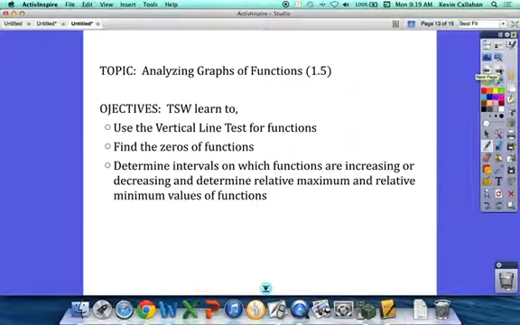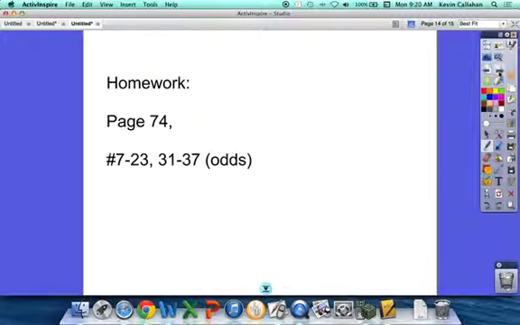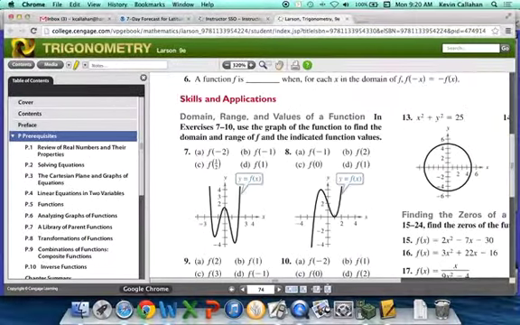And let's see, one more slide. Nope, that's it. So we did the vertical line test for functions. We know what we mean when we say find the zeros of a function, and finding the intervals on which functions are increasing and decreasing, and determine relative maximum and minimum values. I think when we get to those, we're saying 7 to 23, 31 to 37. Let me pull that up.